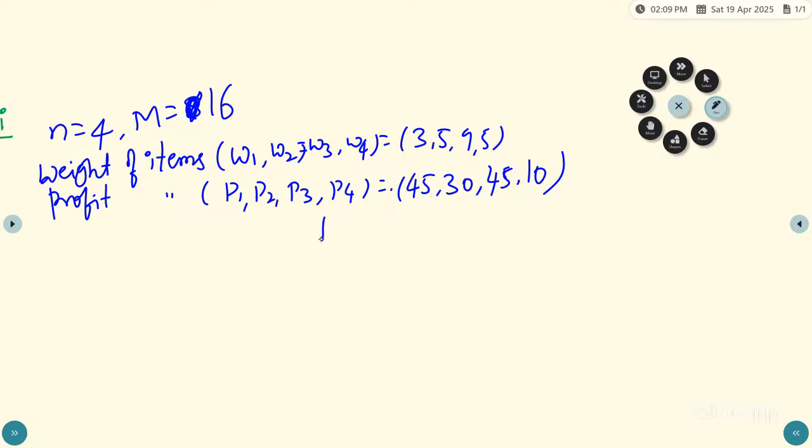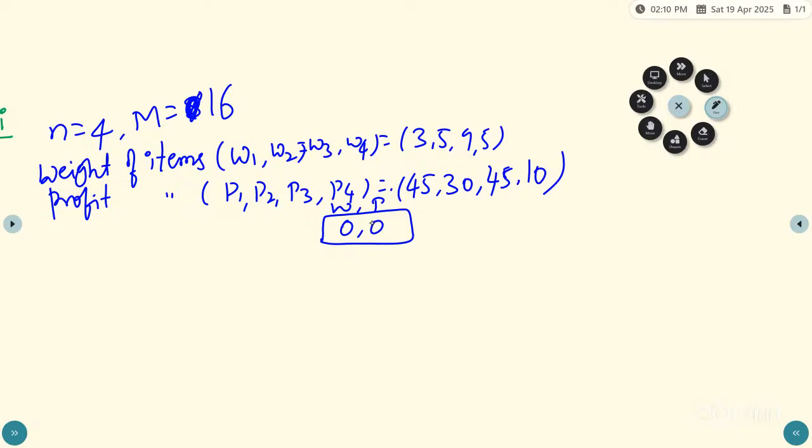State space tree can be mentioned for the root node. This is a root node. Root node is mentioned with W comma P. In the root node, there are two values: weight comma profit. Initially there is no weight and no profit because no item has been selected. What is 0 comma 0? First 0 indicates weight, second 0 profit.